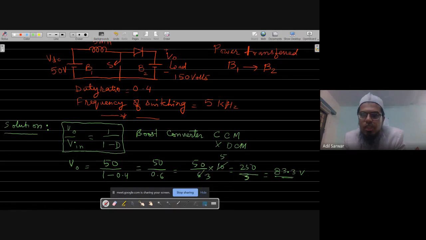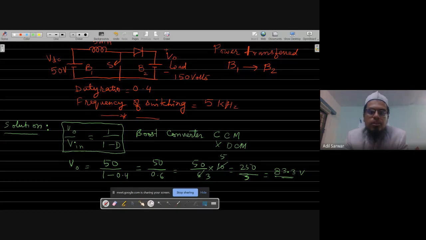As you could see, this value is much less than the 150 volts that is given in the problem. So that means we are not operating in continuous conduction mode. In discontinuous conduction mode, the output voltage for a given duty ratio is larger compared to continuous conduction mode. I told this in the lecture on the buck converter also. So let us quickly find out what would be the correlation between the input and output voltage for a discontinuous conduction mode.